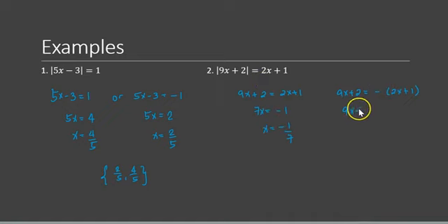So 9x plus 2, we distribute the negative sign. That's negative 2x minus 2. Transpose, that's positive 2. So this is 11x. And this becomes negative 2, and we have negative 4. So x is equals to negative 4 over 11. So our solution set is composed of negative 1 over 7 and negative 4 over 11.